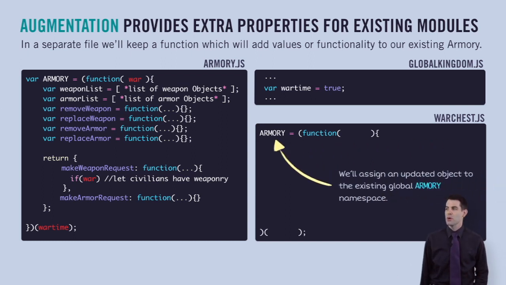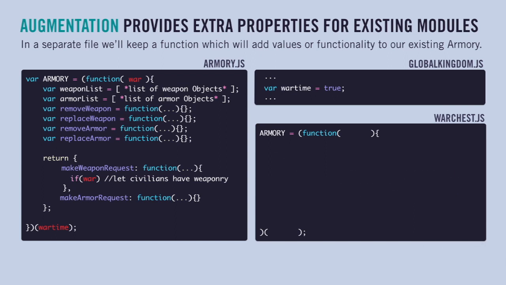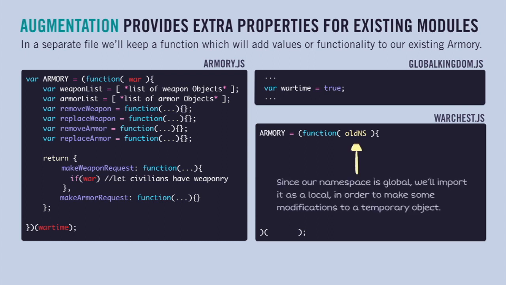You can see here that we're going to be using the same sort of immediately invoked function expression that's going to return something to the armory existing global namespace. That's why there's no var keyword on that armory variable. Inside of our function now, we're going to pass the old namespace, right? And since it is our old namespace and existing as a global, we're going to need to use our import knowledge, and we'll import that old namespace as a local in order to make some modifications to a temporary object that it creates.